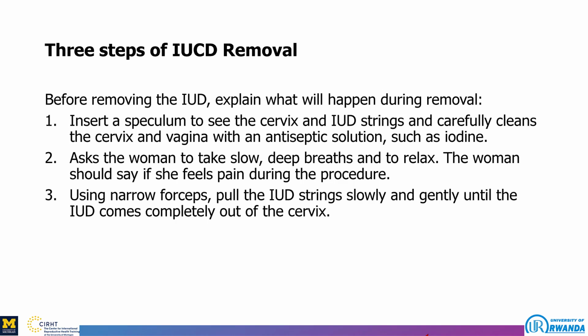In the first step, insert a speculum to see the cervix and the intrauterine contraceptive device strings, and then carefully clean the cervix and vagina with an antiseptic solution such as iodine or what is used within the policy of the hospital. Ask the woman to take a slow, deep breath and then to relax. The woman should say if she feels pain during the procedure. Using a narrow forceps, pull the IUCD strings slowly and gently until the IUD comes completely out of the cervix.